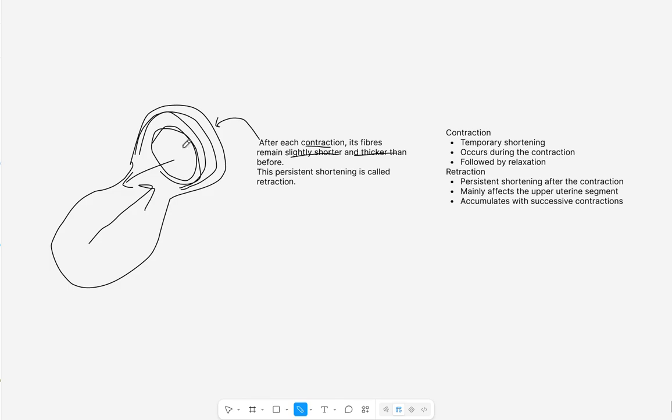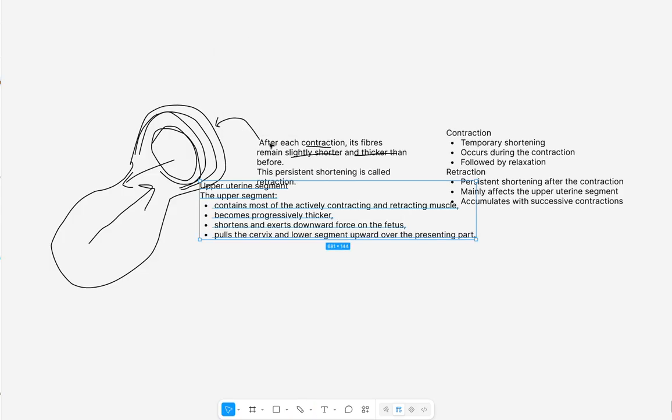We saw this upper uterine segment and the lower uterine segment. Okay, so the upper uterine segment contains most of the actively contracting and retracting muscle. It becomes progressively thicker, it shortens and exerts downward force on the fetus, and it pulls the cervix and lower segment upward over the presenting part, right?